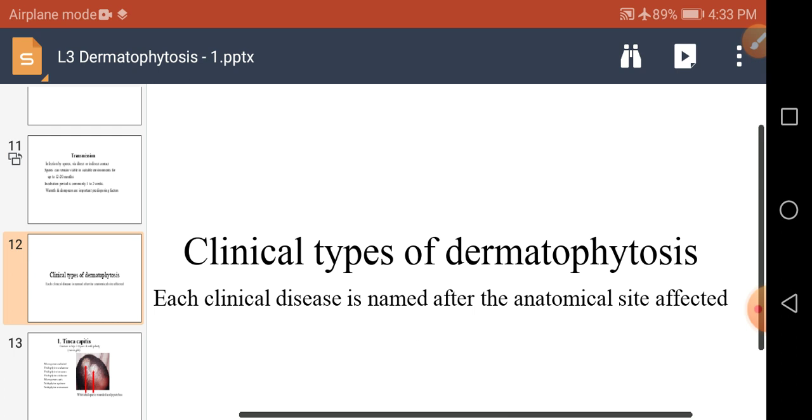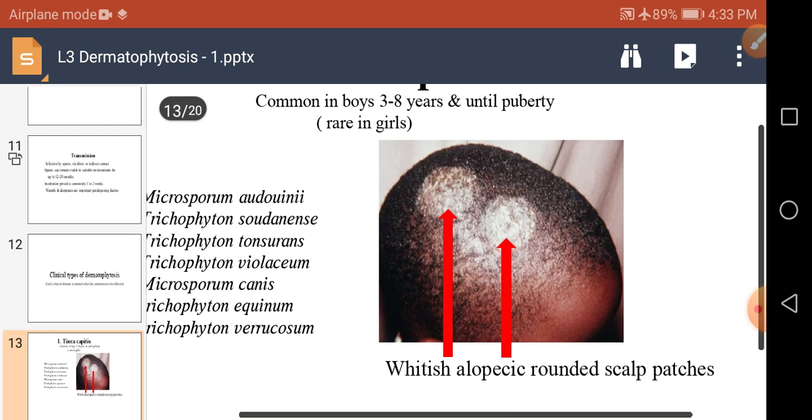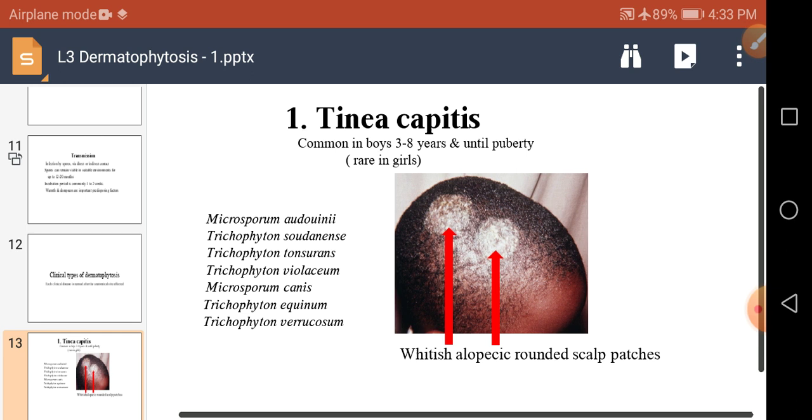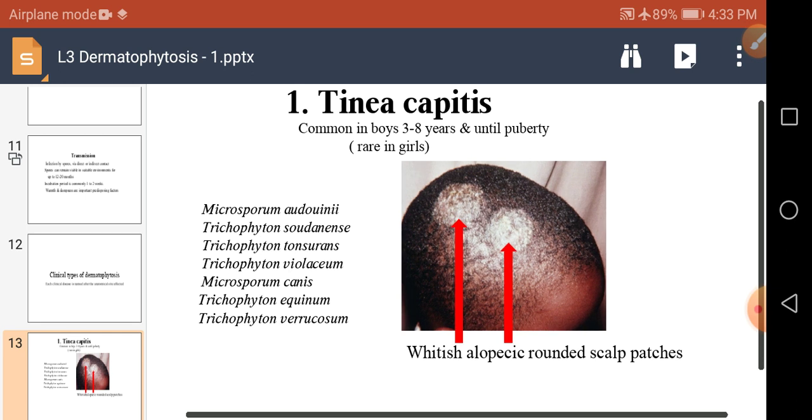Each clinical disease is named after the anatomical site affected, preceded by the word tinea. If the scalp is infected, the disease is known as tinea capitis. The disease is common in boys 3 to 8 years, but it may continue up to puberty, and after that it declines. It is common in boys, but quite rare in girls.